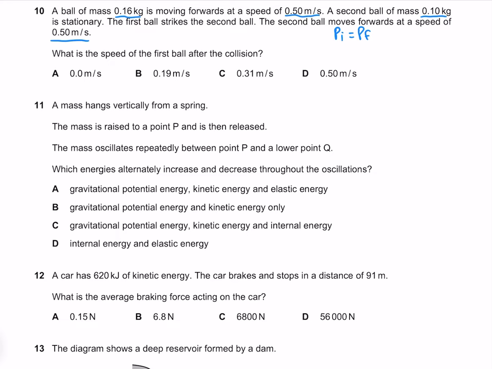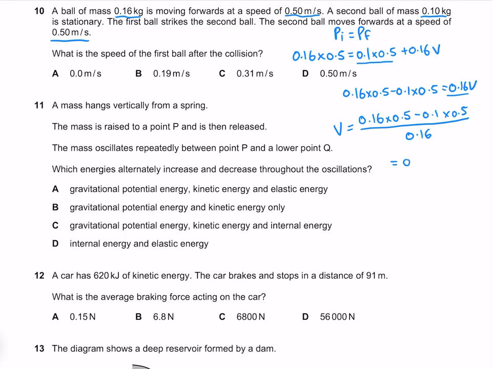Initially, the only momentum is the momentum of the 0.16 kilogram ball, which is its mass of 0.16 multiplied by its speed of 0.5. Following the collision, a 0.1 kilogram ball is moving at 0.5, and our 0.16 kilogram ball is moving at our unknown velocity. To solve this equation, we can first subtract this from both sides, and then divide both sides by 0.16. We'll also swap them around, which gives me 0.19 meters per second, two significant figures, so our answer is B.